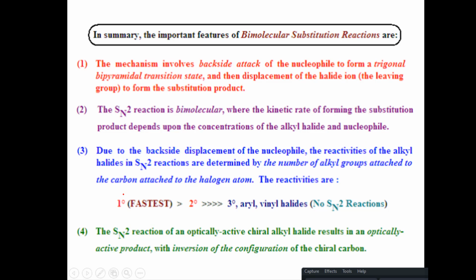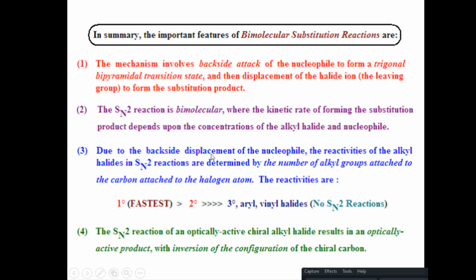All right, so let's summarize SN2 reactions. Number 1, they are bimolecular substitution reactions, and that means that the kinetic rate of forming the substitution is the alkyl halide to the first power and the nucleophile to the first power. The mechanism involves a backside attack of the nucleophile to form the trigonal bipyramidal transition state, and then kicking off the halogen, the leaving group, to form the substitution product.